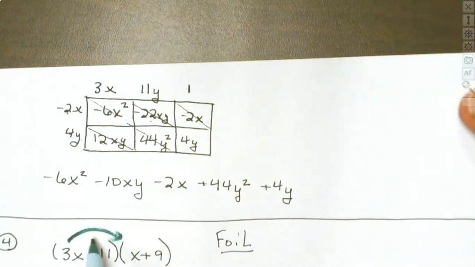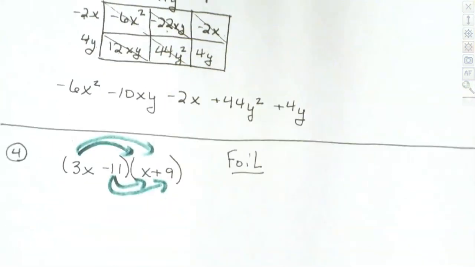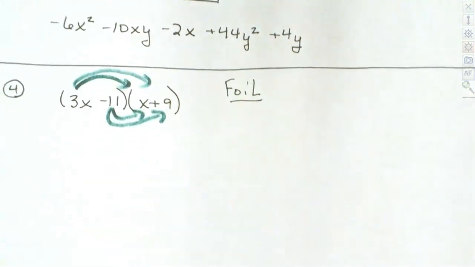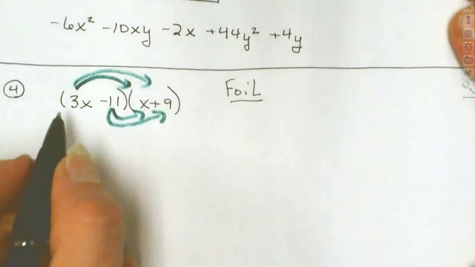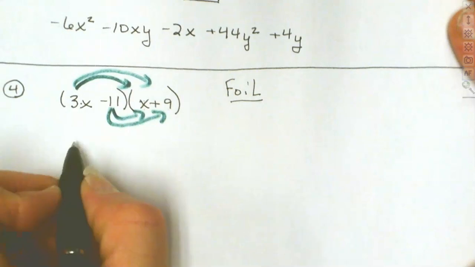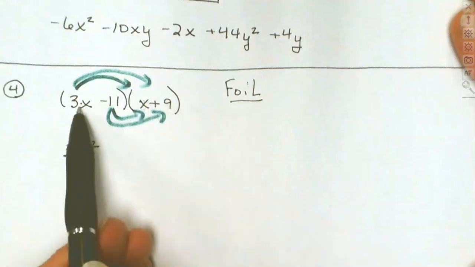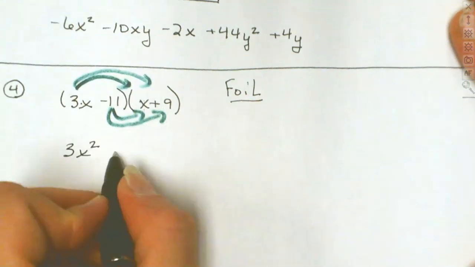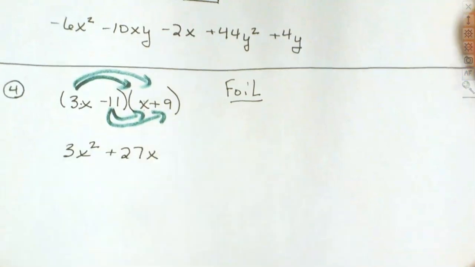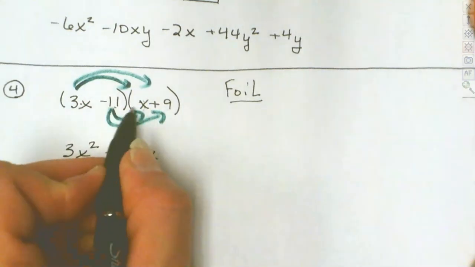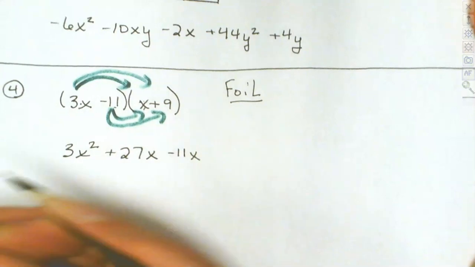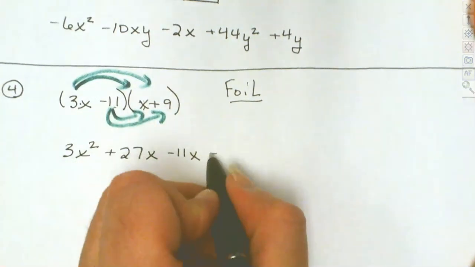If you want, you can draw the arrows out. But you're going to get 4 parts to this one. We're going to use the FOIL method. First times first is 3x times another x. That makes it 3x squared. Outside and outside, so that's 3 times 9. That makes it 27x. Inside and inside, that's a minus 11x. And last is a minus 99.